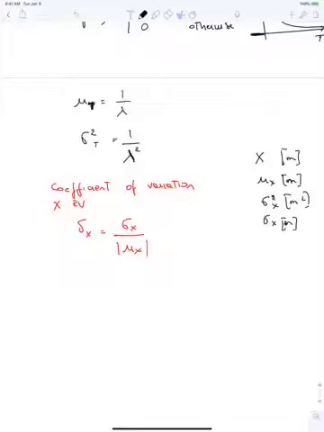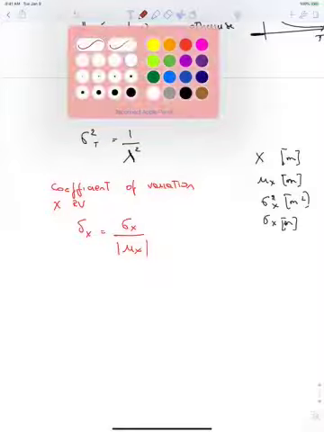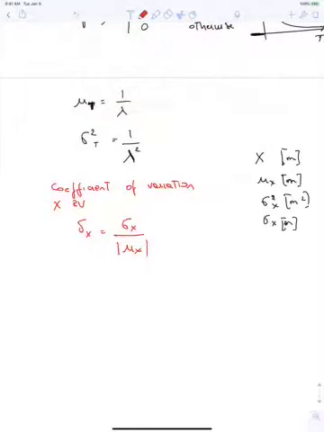I just wanted to mention it. There are some other parameters that we might be interested in using. I'm not going to give you the definition because it can be kind of painful, but I'm just going to give you an intuitive idea of what they are. Now, in general, what we can do is define the so-called moments of a random variable.